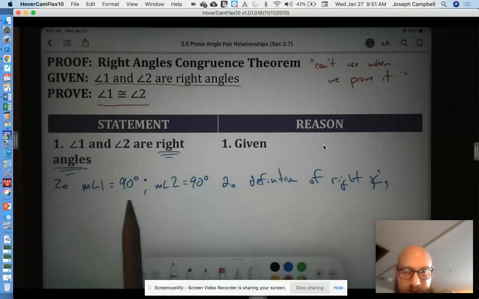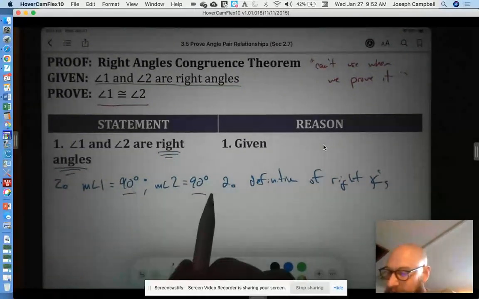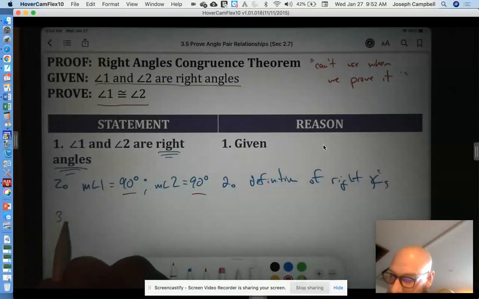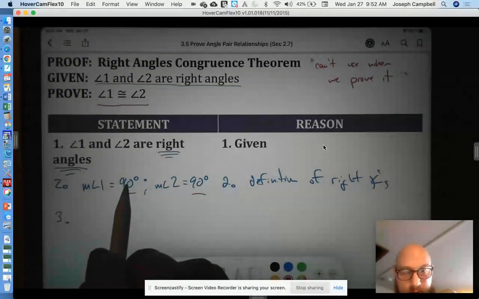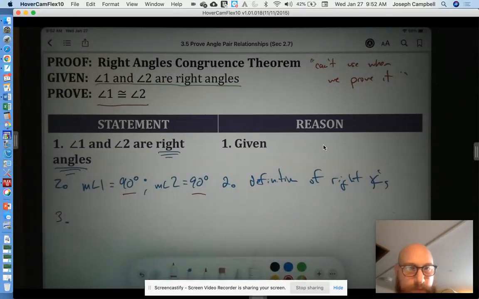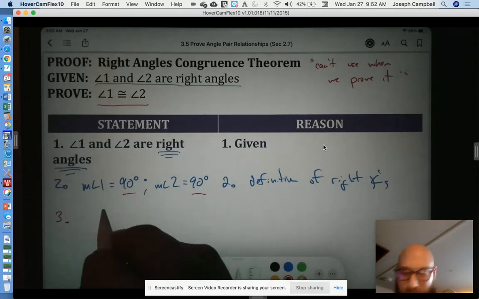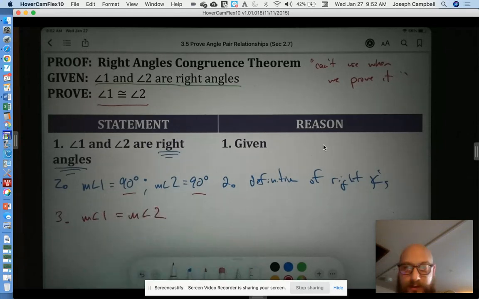Angle 1 is equal to 90 and angle 2 is equal to 90. Two things equal the same thing. What do you think I could do? Maybe some of you are seeing it, right? If I'm as tall as my dad and my brother is as tall as my dad, well, then I'm as tall as my brother, right? Remember that? So if these two things are equal to the same thing, well, then they're equal to each other, right? The measure of angle 1 must then therefore be equal to the measure of angle 2.